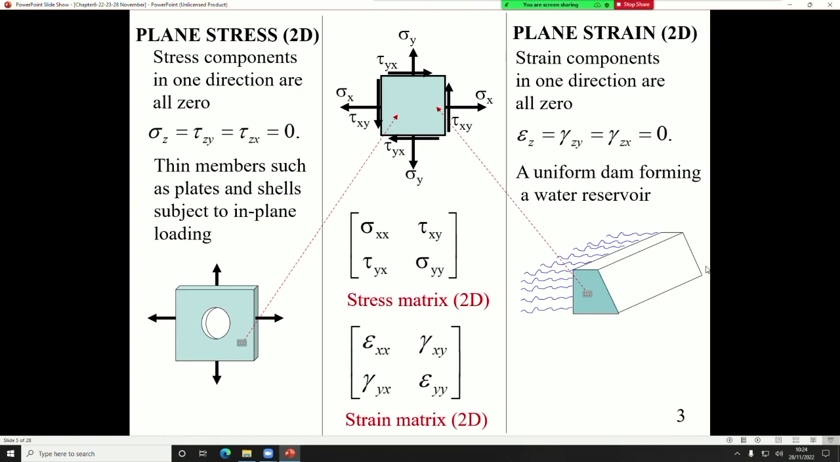And this happens in members which are very long. The third dimension, in comparison with the other two, is large. Any question on slide 3?